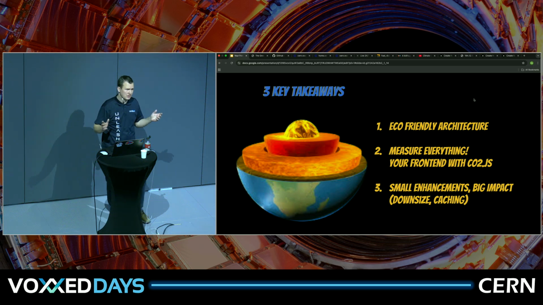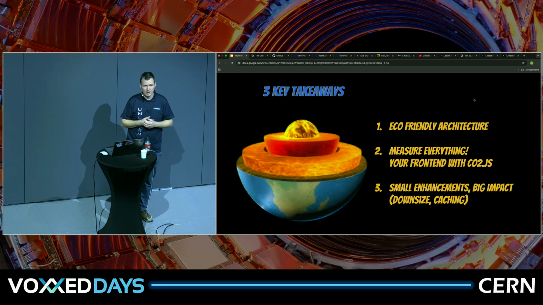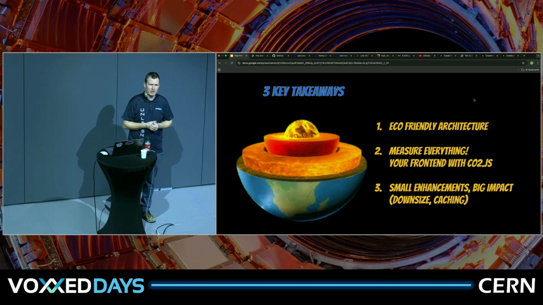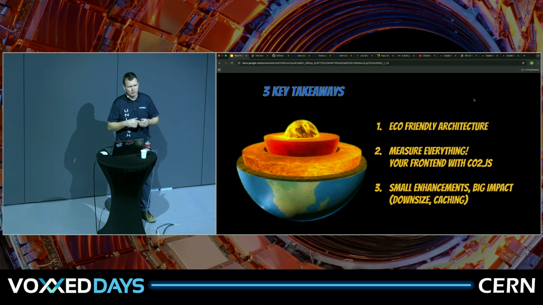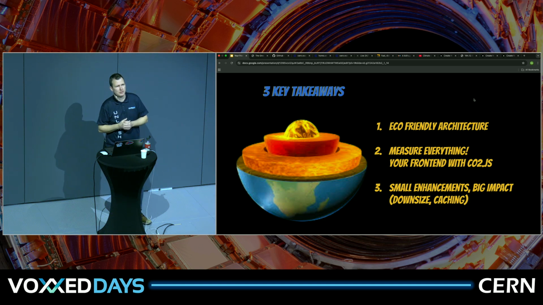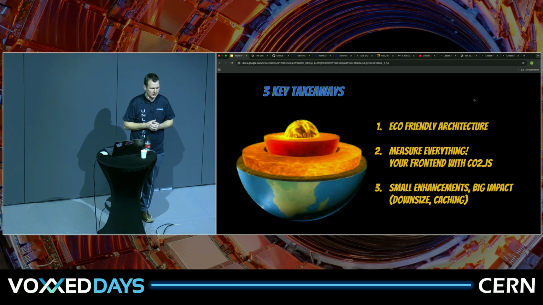So the 3 key takeaways: think about your architecture, think about what you can improve, caching, and measure everything with, for example, a tool like CO2.js. You also have Kepler for Kubernetes. It's also very powerful. It's measuring your CO2, it's on their website, and it's open source, I think. You can use that for small enhancements, but you have a big impact with simple things like images, downsizing an image, caching, and that kind of thing.